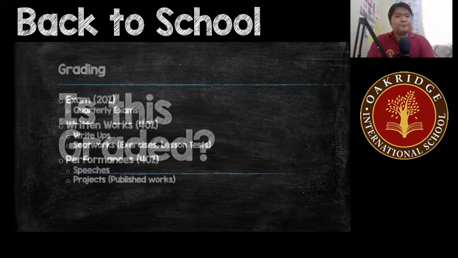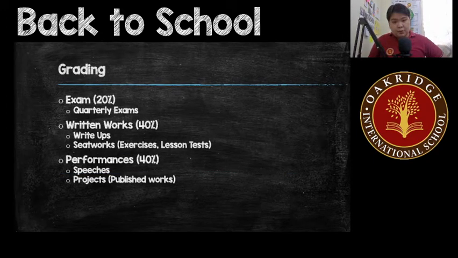Now, this is how I would grade you for English Language Arts 5. The grade will be coming from 3 different things: the exams, your written works, and your performances. For your exams, you only have 1 exam per quarter. So you have 4 quarters, so 1 exam per quarter. This is going to be 20% of the grade.